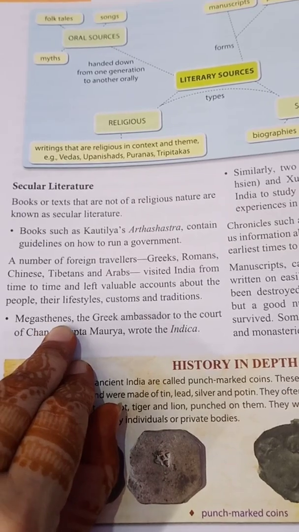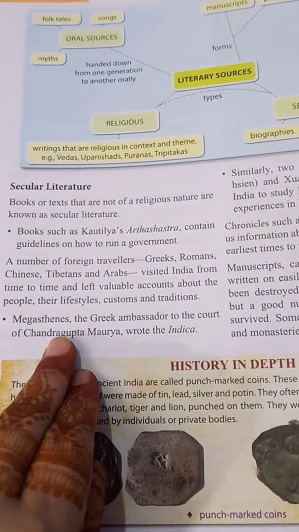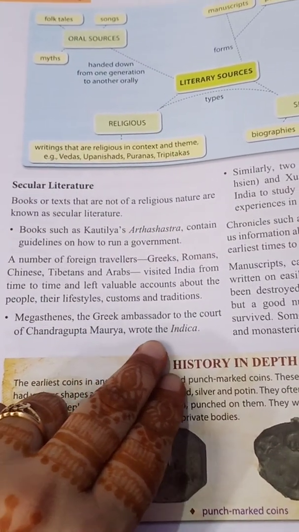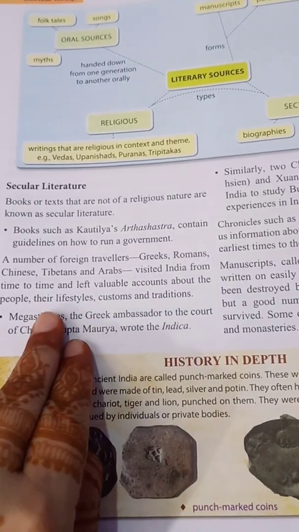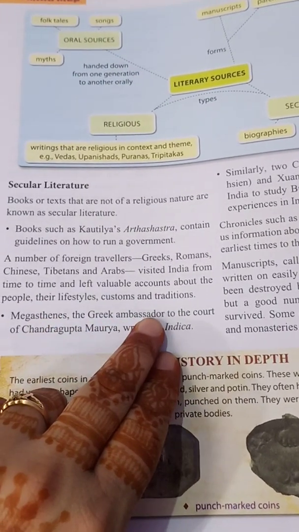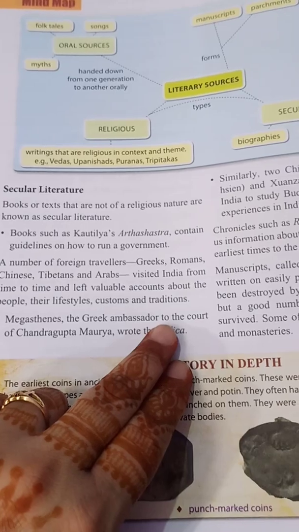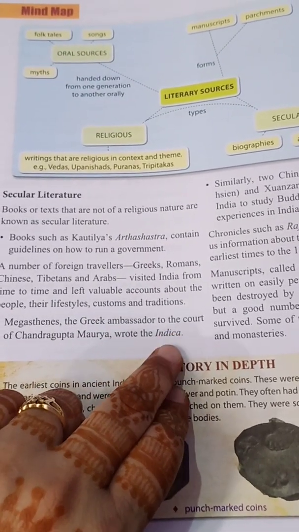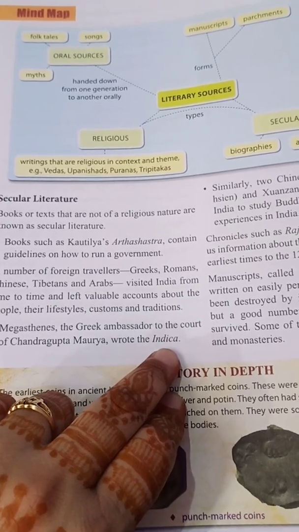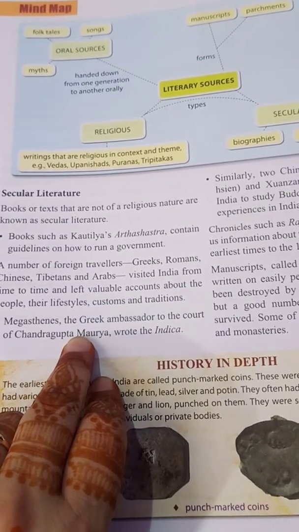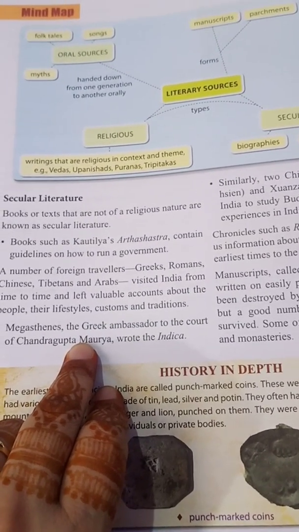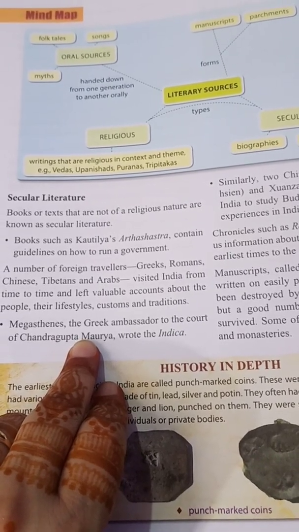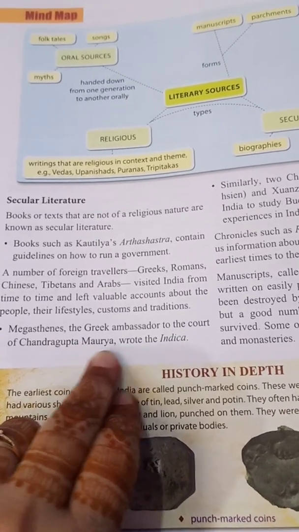Next is Megasthenes, the Greek ambassador to the court of Chandragupta Maurya, who wrote the Indica. So Megasthenes was a Greek ambassador in the court of Chandragupta Maurya and he wrote a book known as Indica. He wrote about Chandragupta Maurya's empire and his way of ruling the empire in Indica.